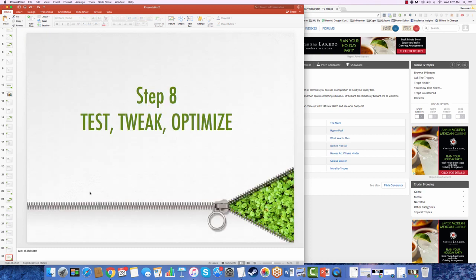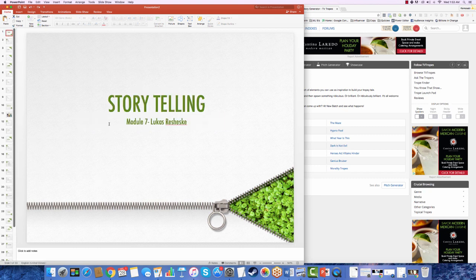And the last one, do not forget about this. Never, ever don't do this. Don't ever just run away from your client at the end of the project. You always want to stay on for testing, tweaking, and optimization, because your best clients are going to want it and the shitty clients aren't going to use it. But you always want to be known as the copywriter who's going to stick around and help things get better as they go. So that was module 7, storytelling.